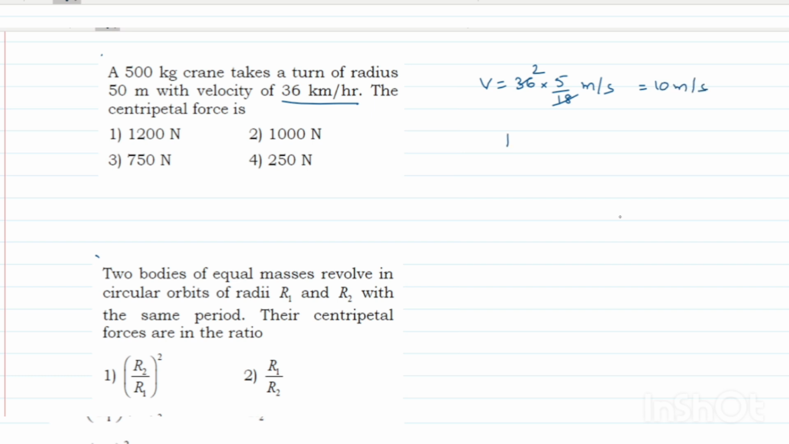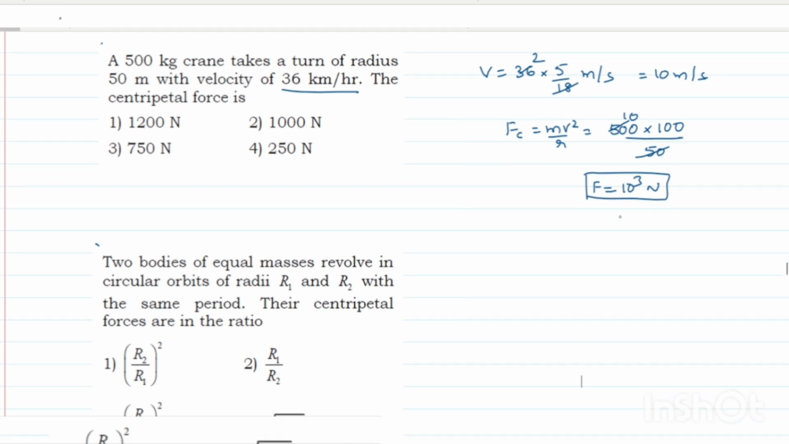So the centripetal force formula, you know, Fc equals m v square by r. Mass is given as 500 kg, velocity 10 square, in the sense 100. The radius value is 50. So it is 10 times, so you will get nearly 10 power 3 Newtons. This is the centripetal force value. Let us see the next question.